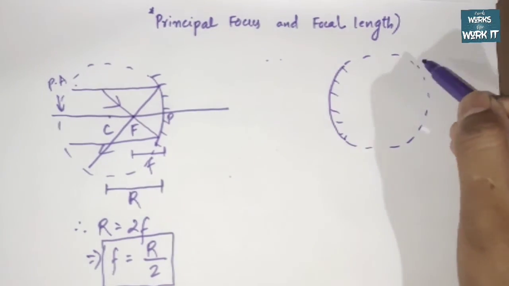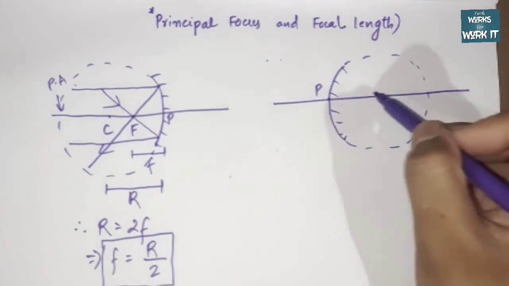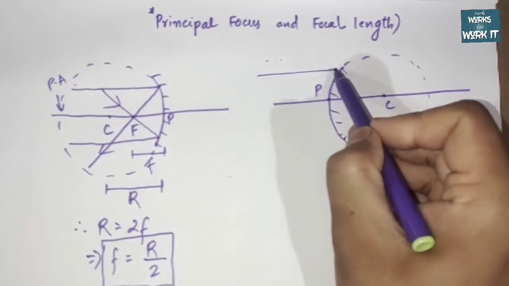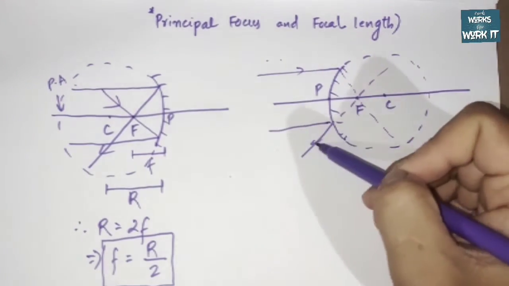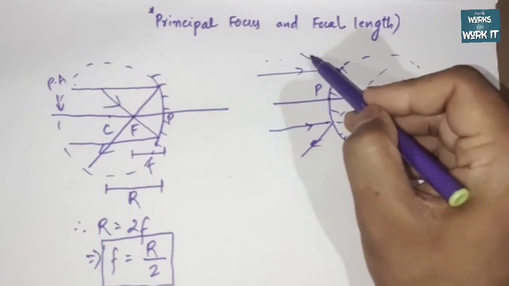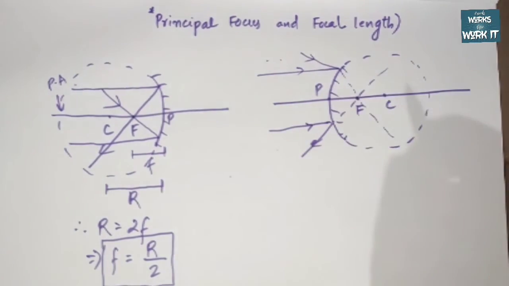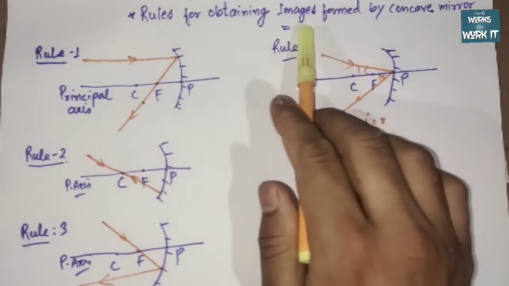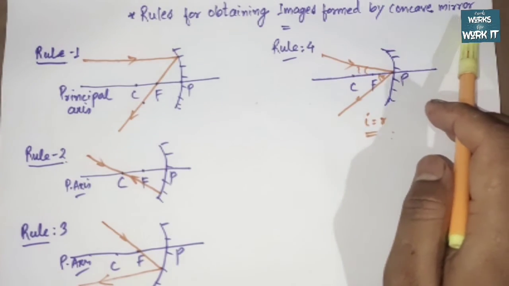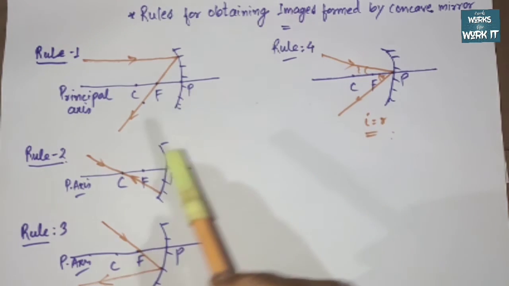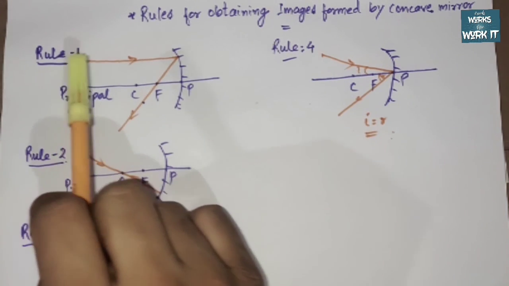If I draw again a convex mirror, a part of a spherical mirror, this is the pole, this is the center of curvature, this is F. If you see here, after reflection in a convex mirror, the rays appear to meet at a point that is called the principal focus. Now we will see the rules for obtaining images formed by a concave mirror. For a convex mirror, we will see later on. First, we will see the rules here.